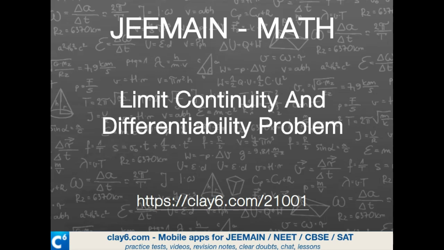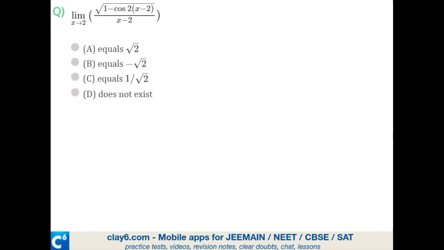Let's do a problem in limits using differentiation. So the problem is, find the limit as x tends to 2 of the square root of 1 minus cos 2(x minus 2), divided by x minus 2. The four options given are as follows.